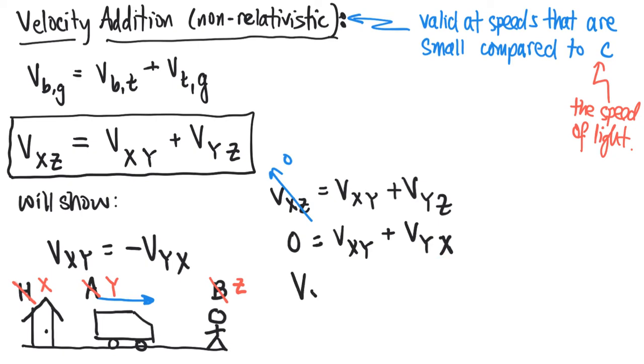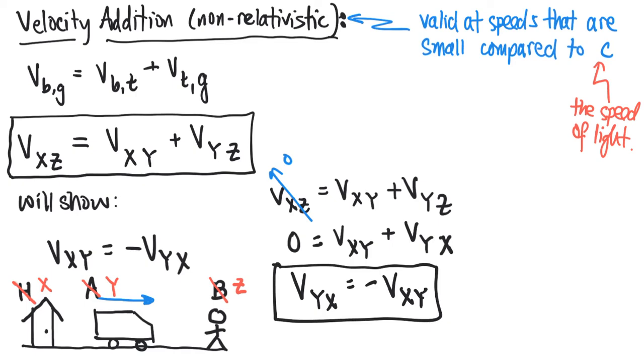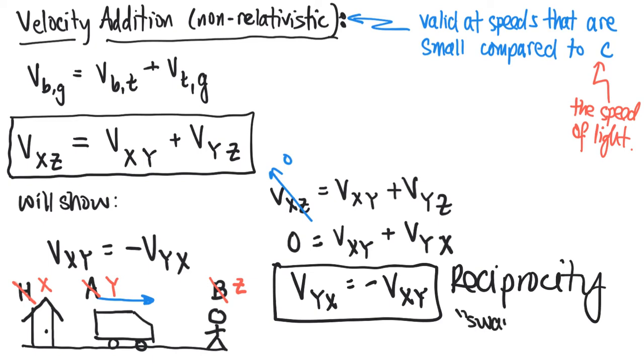We have Vyx equals minus Vxy. So I call this reciprocity. Okay, if you swap indices, you swap the sign. The velocity of a relative to b is minus the velocity of b relative to a. And this, it turns out, is true at low speeds or at high speeds. This is true at any speed.